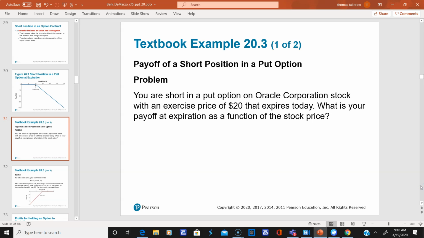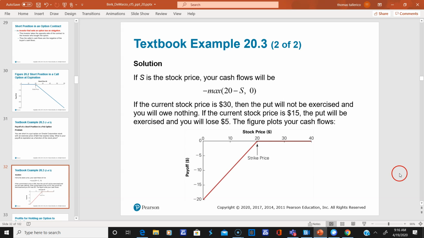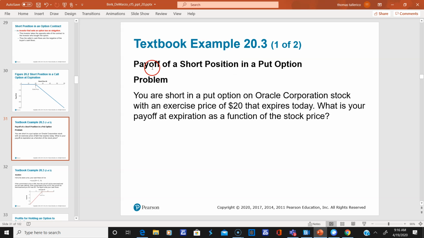So here's an example, again, of a short position in a put option. And here's the graph. You can clearly see, again, the losses are taking place here. So you see, basically you wrote a put option here.